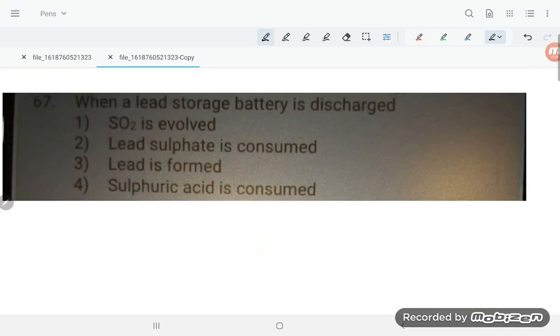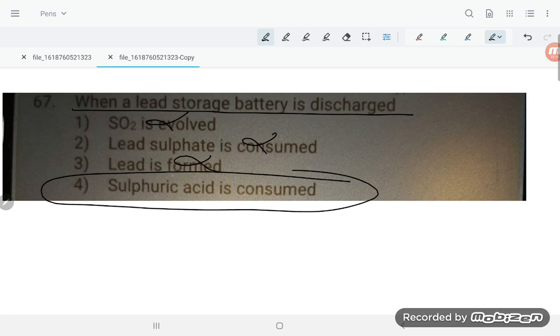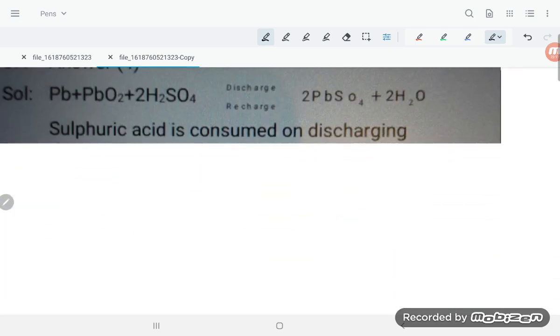Question 67. When a lead storage battery is discharged, SO₂ is not evolved, lead sulfate is formed, lead is not formed, and sulfuric acid is consumed. The correct option is option number 4.